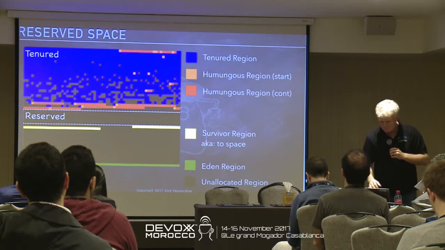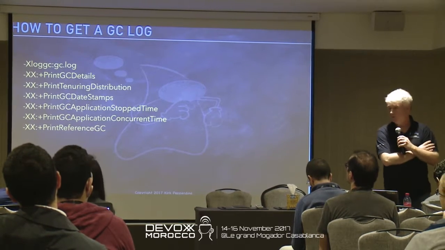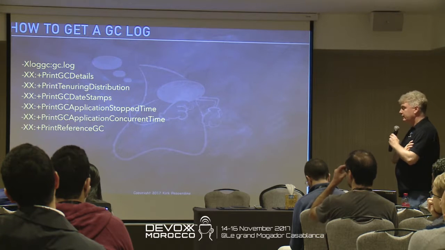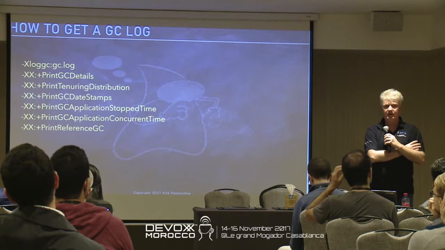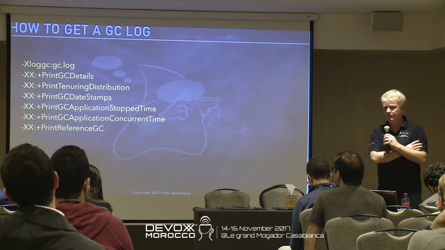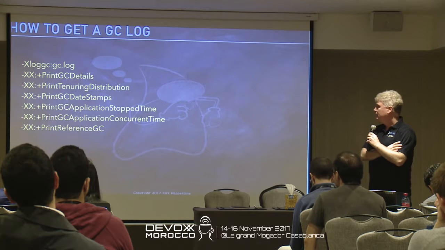Okay. So how do we get a GC log? Well, in JDK 8 and below, you use these ones. In JDK 9, we have unified logging, and I think I've selected the slide deck that doesn't have those settings in here. Sorry. They'll be posted, so you can see what's happening in JDK 9.